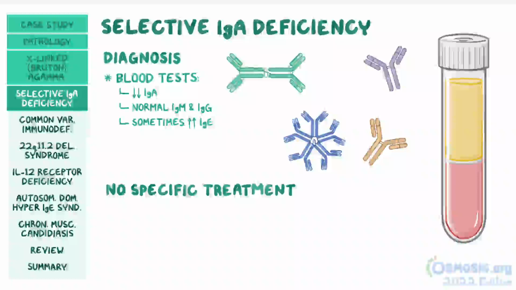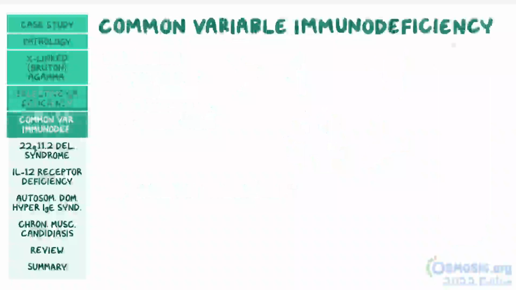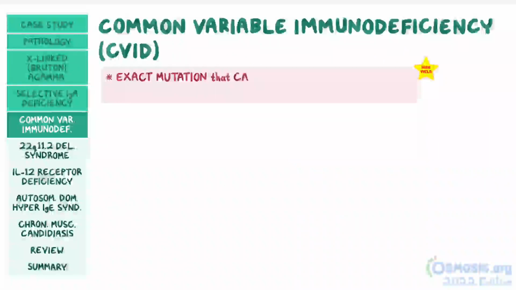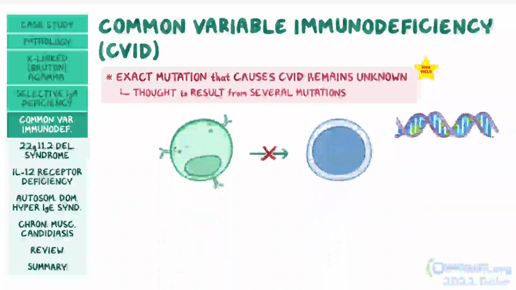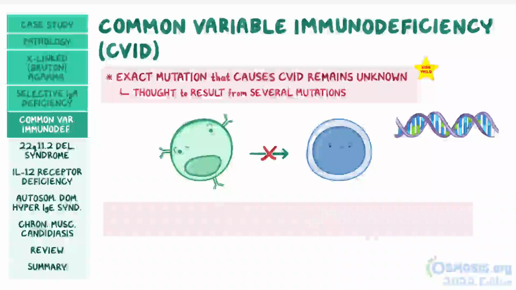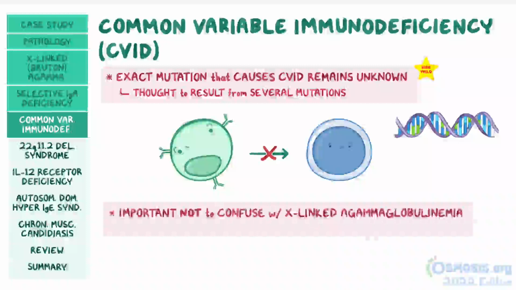The last B-cell disorder you should know for your exams is common variable immunodeficiency, or CVID for short. Now, the exact mutation that causes CVID remains largely unknown, but it is thought to result from a combination of several mutations that ultimately make mature B cells unable to differentiate into antibody-producing plasma cells. For your exams, it's important not to confuse this with X-linked agammaglobulinemia, where there's an absence of mature B cells altogether.